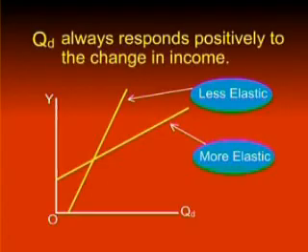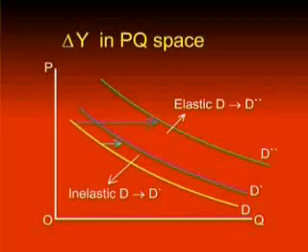So this can also be represented in PQ space. We'll have the traditional downward sloping demand curve. And remember that when you are drawing a demand curve in PQ space and studying the impact of changes in variables not shown on the vertical axis, so income would be that variable in this case, then you are talking about shifts in the demand curve.